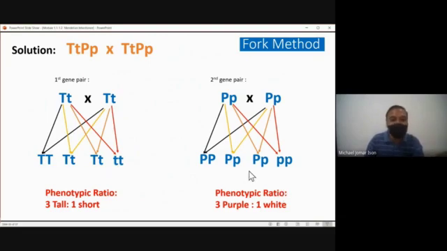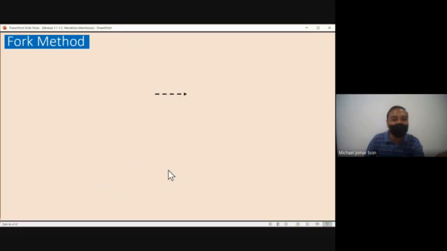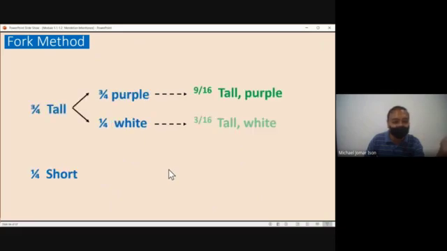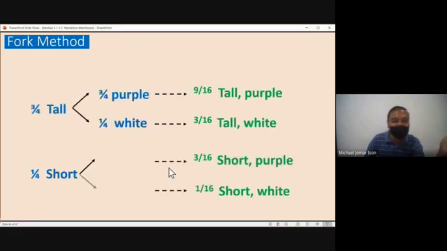Making use of the phenotypic ratio, it will not be easy. And how do you do that? Okay, let me just go over it all again to make it simple. So you already know that there is a 3 is to 1 ratio for the tall and the short, 3/4 is to 1/4. So you just write it out like this. And then after that, you will be distributing the phenotypic ratio of the flower color.